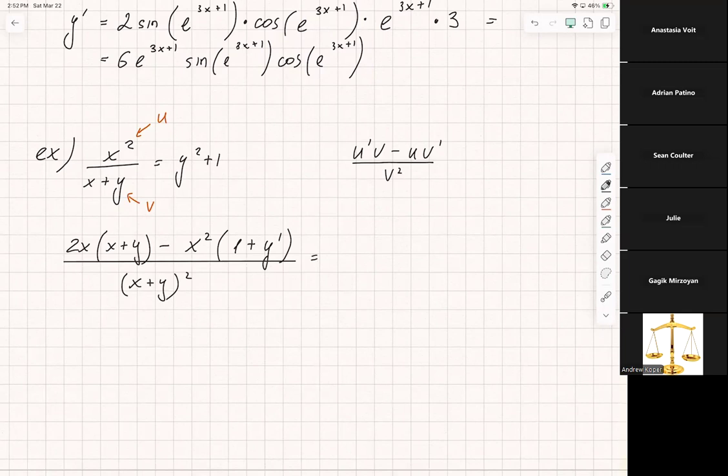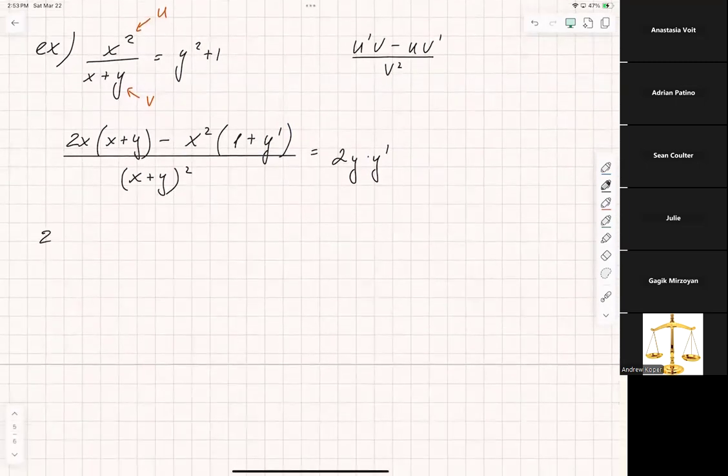That's it. Now for the right side, we have y squared plus 1. So the 1 is gone. We have y squared. That's going to be 2y times y prime, 2y times the chain rule y prime. Now we need to solve this equation for y prime. So we have y prime on one side and on the other side. Probably let's use cross multiplication so that we get rid of this fraction.